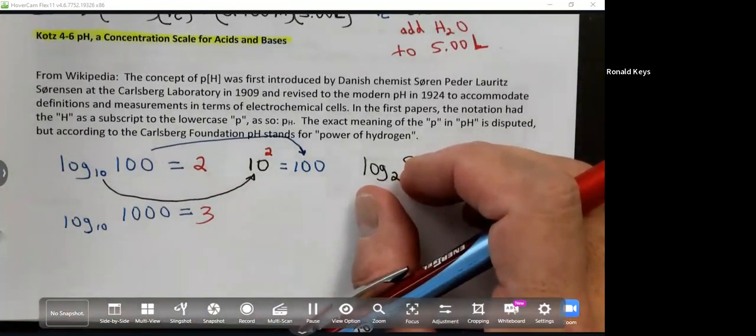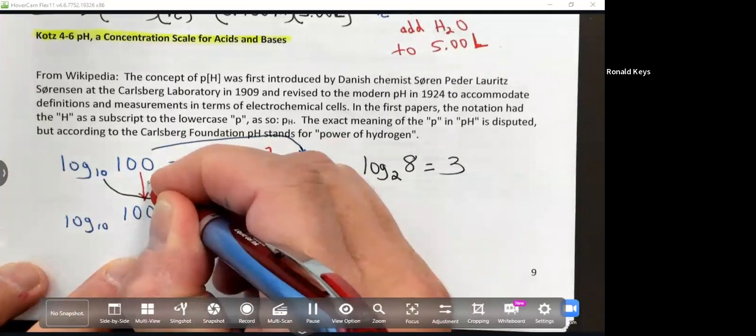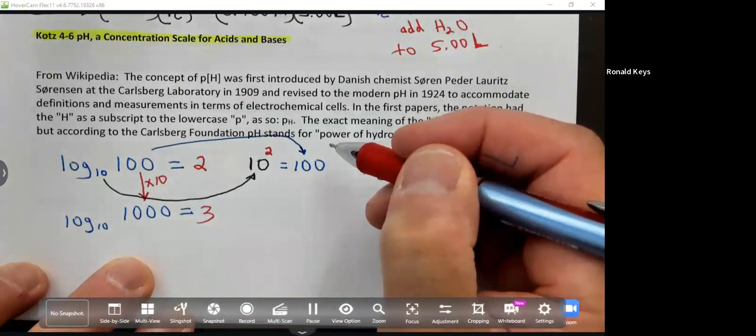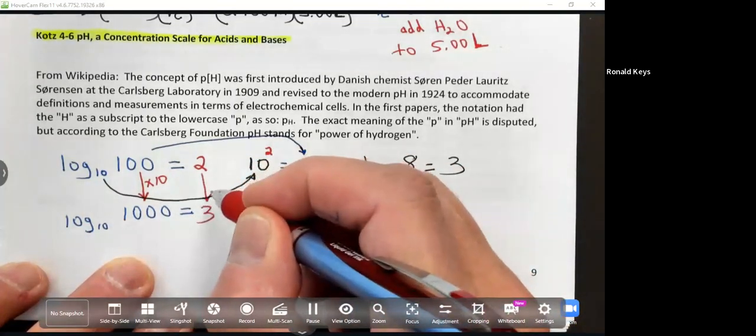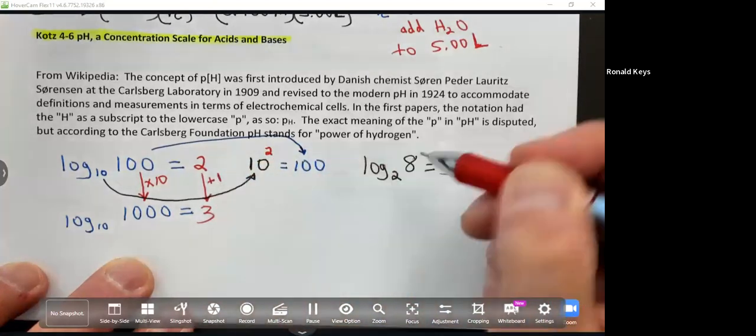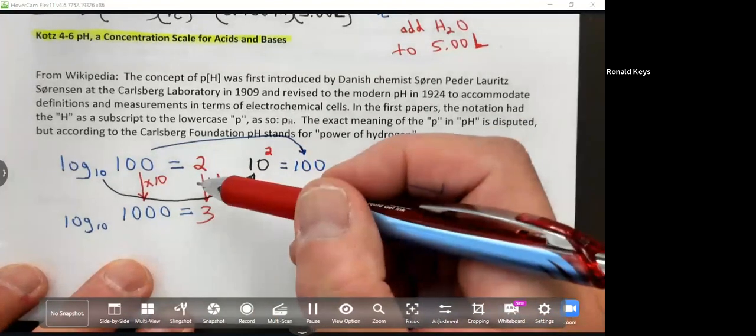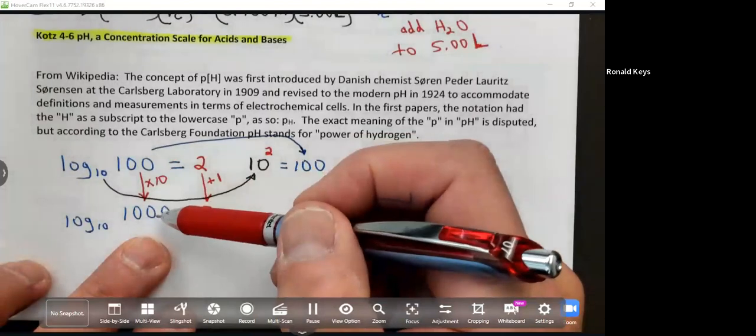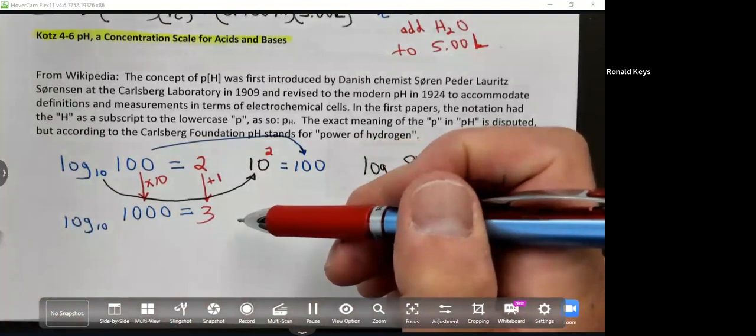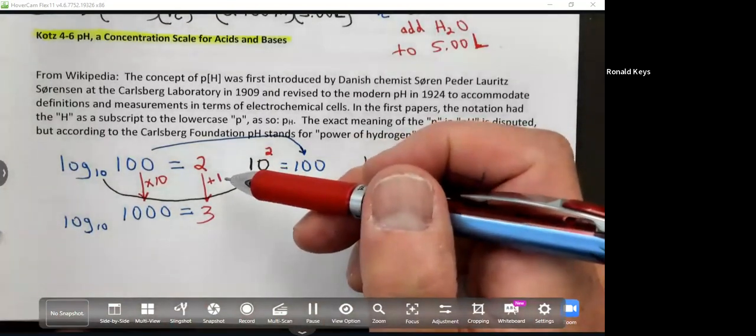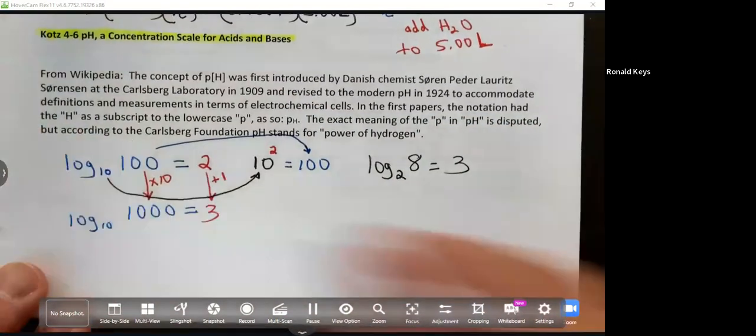But here's my point. This is what a logarithmic scale does. This number here is 10 times higher, correct? Number here is 10 times higher. What does the logarithm do? Adds 1, right? So when we do pH, if something is 10 times more concentrated, your pH is going to go up by 1. If it's 100 times more concentrated, your pH is going to go up by 2. That's what a logarithmic scale does.